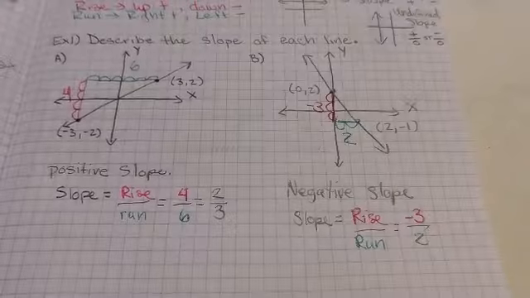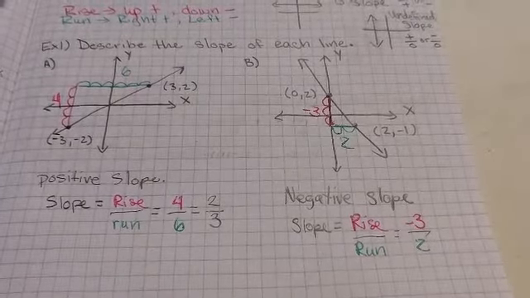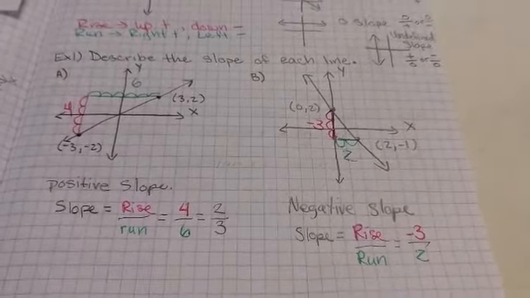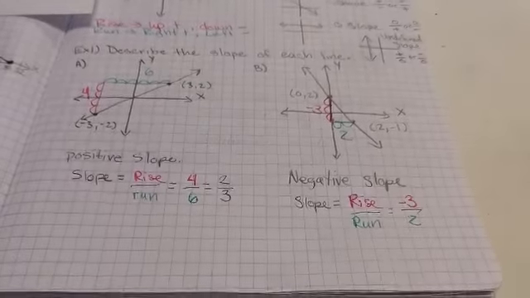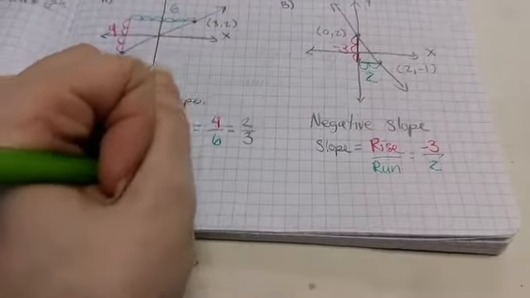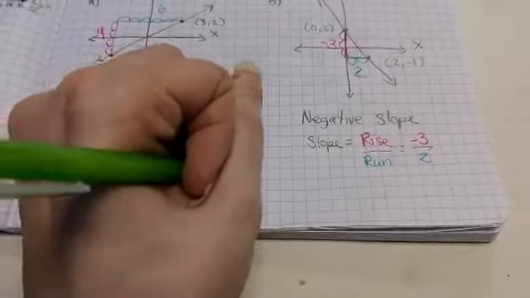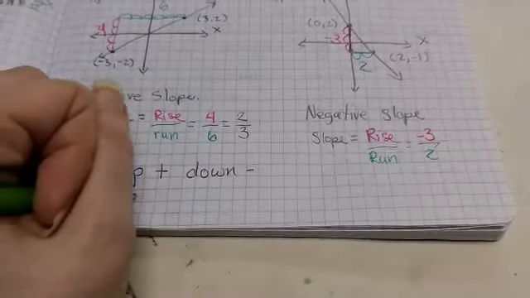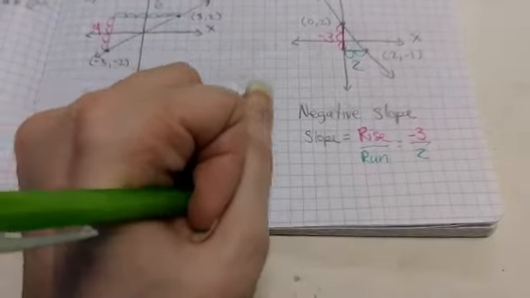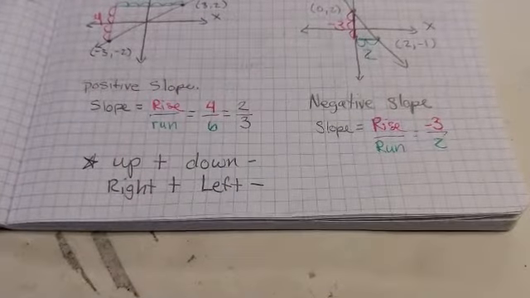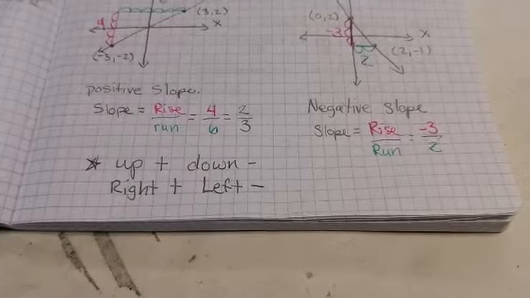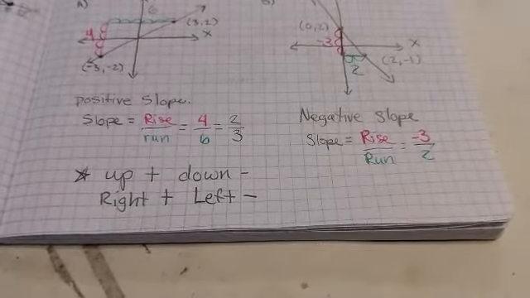Just make sure you have this all written down. Hopefully, if I give you a graph, it's a little easier to figure out what your slope is now. I would probably put right here that up is positive, down is negative, right is positive, and left is negative. And I would highlight that because that's a very important point. Okay, let's move on to the next problem.